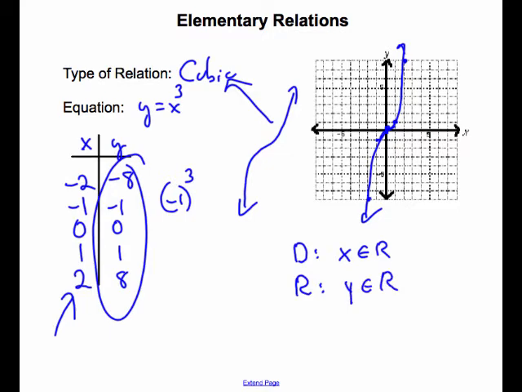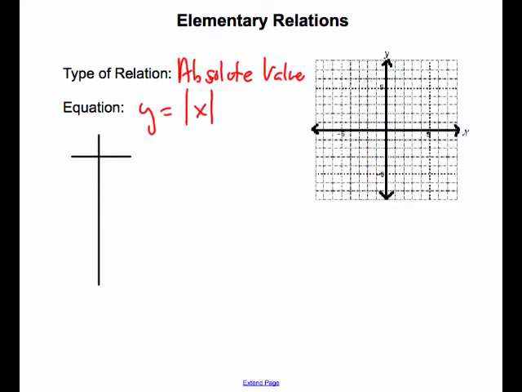And does each x produce one y? I can see from the table it does. I can see from the graph that the graph passes the vertical line test. So is it a function? Yes, it is.